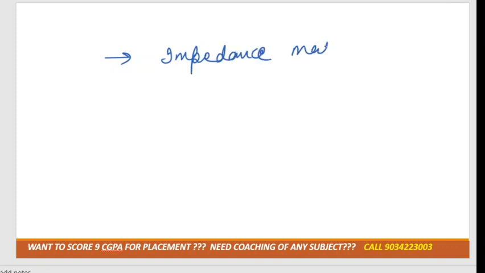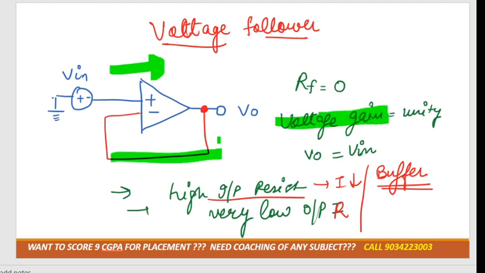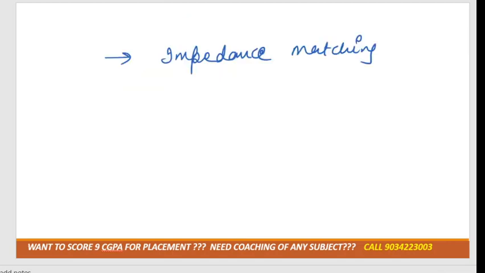So you can use this. They can ask you what exactly is the application of the voltage follower. You can draw this diagram and tell that in this case the voltage gain is unity, as there is no feedback resistance. So whatever voltage we are providing at the input side, we will get the same voltage at the output side. So we'll use it for impedance matching.